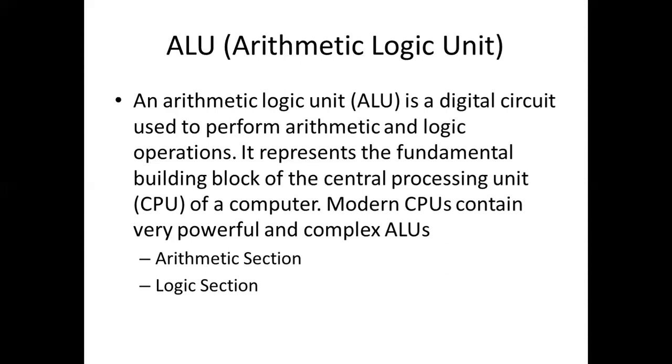But when it comes to operations on the arithmetic logic unit, they are saying that modern CPUs contain very powerful, complex ALUs. Now the ALU, the arithmetic logic unit, is made out of two sections. One section is for arithmetic, the other section is for logic. And what is the difference between these two?